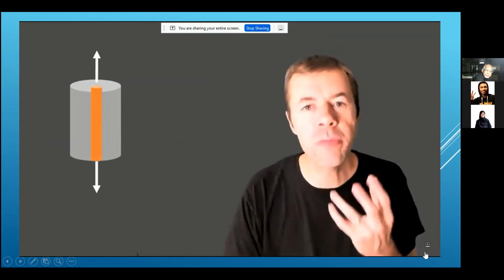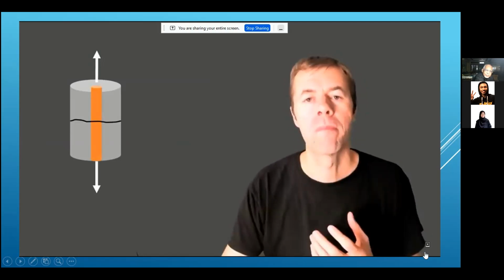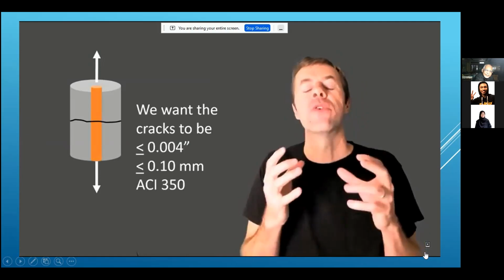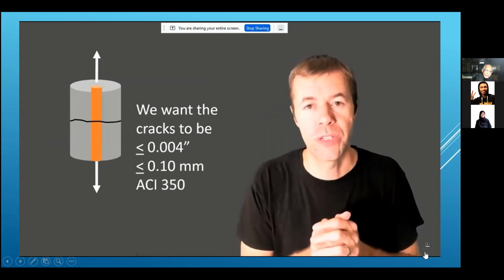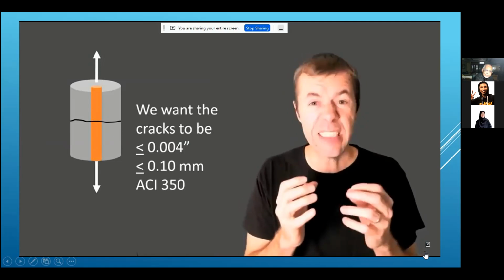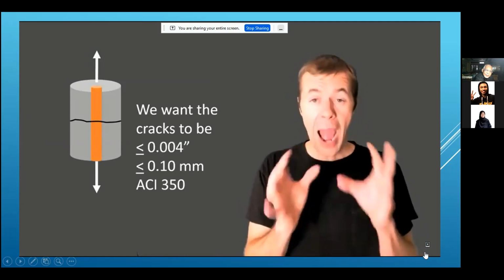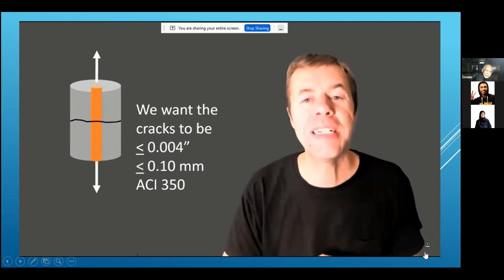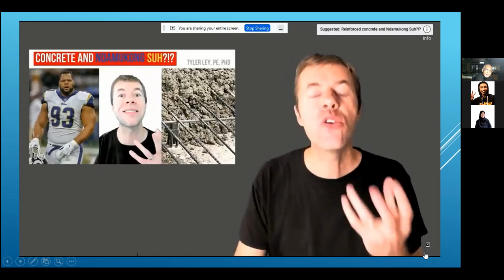But if I have reinforcement inside of it, those cracks still form, but they're small. And we'd like those cracks, ideally, to be less than 0.004 inches. That's what ACI 350 says, that water or fluids won't penetrate it. We don't have to have them that size, but that's what's ideal. If you want to learn more about this and how to control cracks, you can watch this video.